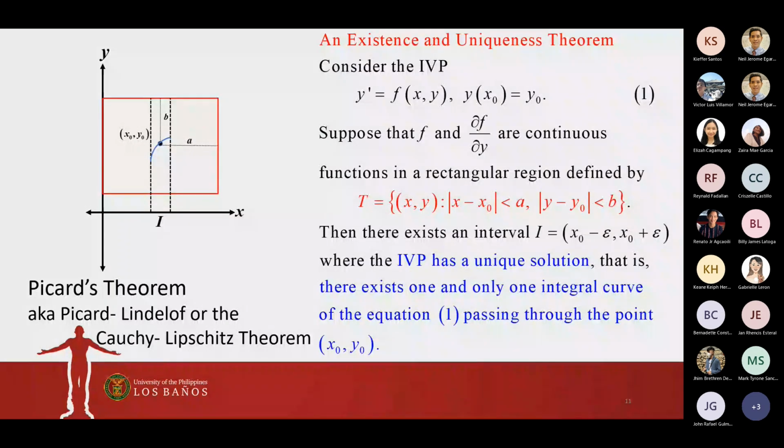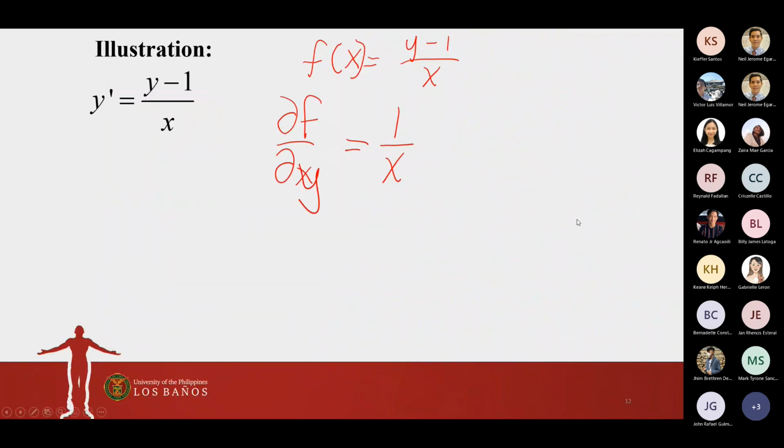If you can find a rectangular region around the initial condition x0 comma y sub 0, where f and the partial of f with respect to y are continuous, then the IVP will have a unique solution. Now, in our analysis here, we have found that since f and the partial of f with respect to y look like these two guys, then basta yung initial condition ay hindi x equals 0, then we're good. We can find a unique solution.